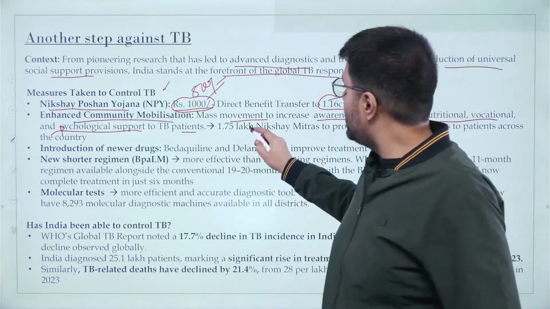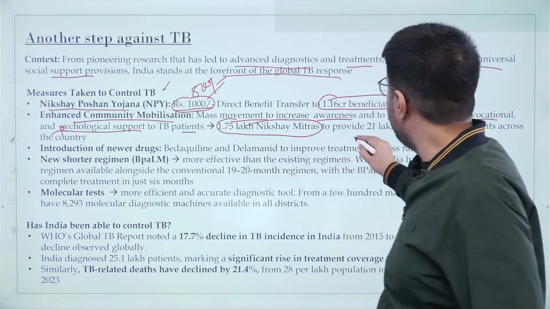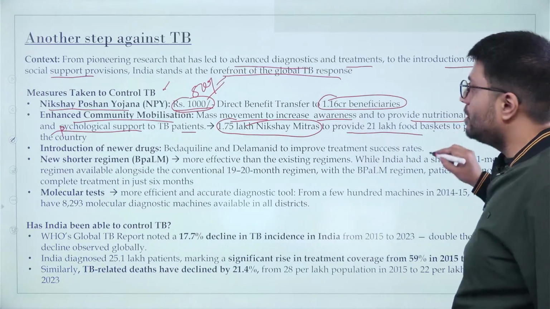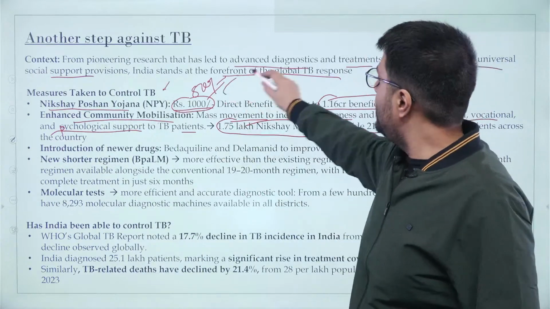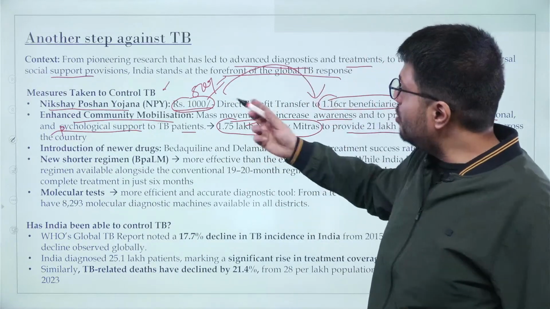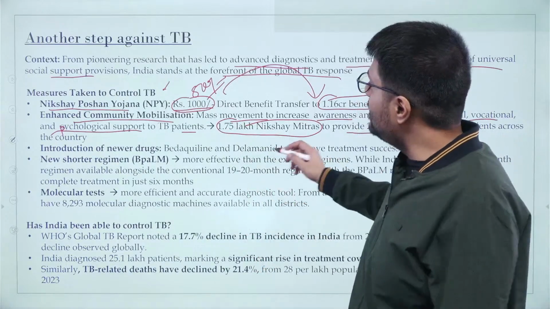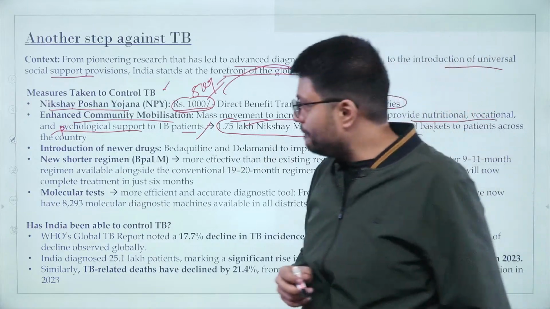Now, due to this mass movement, as many as 1.7 lakh Nikshay Mitras will provide 21 lakh food baskets to patients across the country. So, you understand, first of all, the government is sending them money, and also the government is enhancing the mobilization of the community to provide support to TB patients by providing them with food baskets.